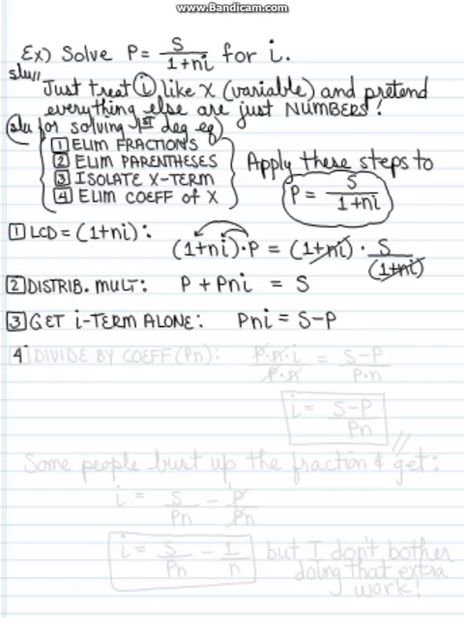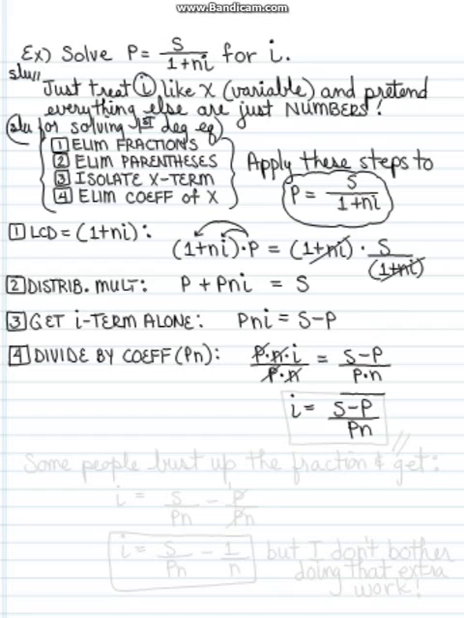Step 3, we get the I term alone on one side by moving the P to the other side. We'll subtract P from both sides. And now step 4, we will divide by the coefficient P times N in order to get the variable I all by itself. So we divide by P times N on both sides, and we get a cancellation on the left, which isolates the I, which is what we're trying to do. I equals S minus P over P times N.